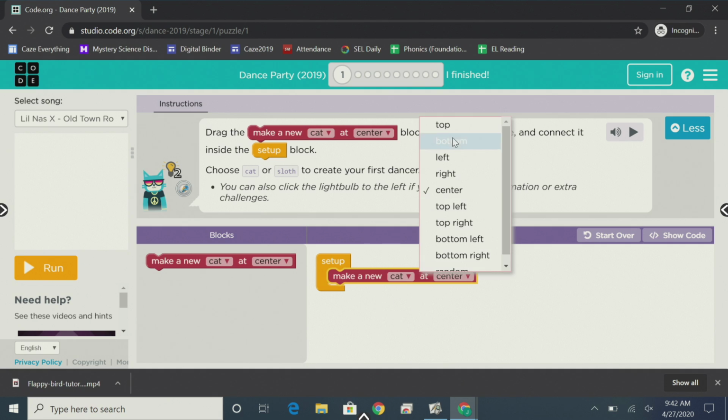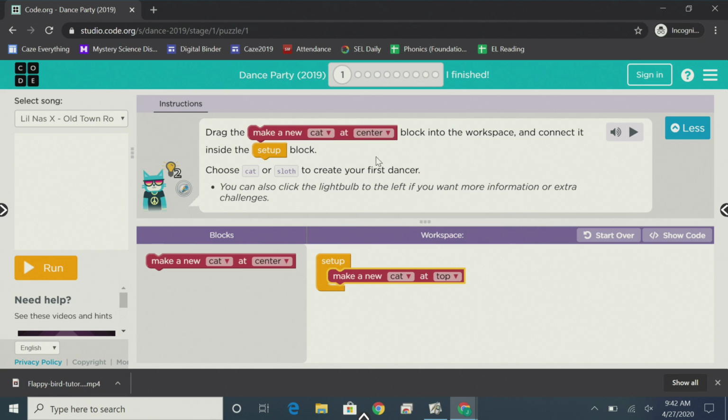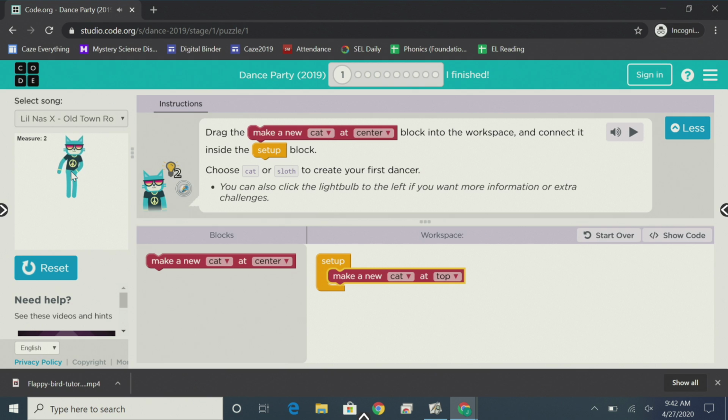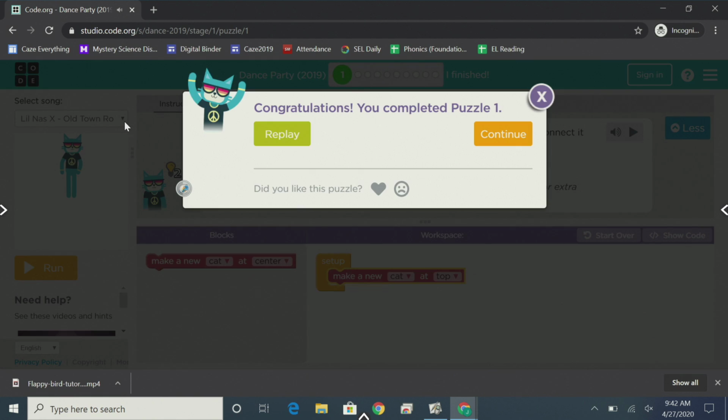And I want to put him at the very, very top. And I'm going to click run and see if he shows up. And he did, so I've already got my first line of code. He's dancing to some music, and you could pick your own song. You might pick Lil Nas or Sierra or Macklemore. There's so many great choices. I know you're going to have a great dance party at home.